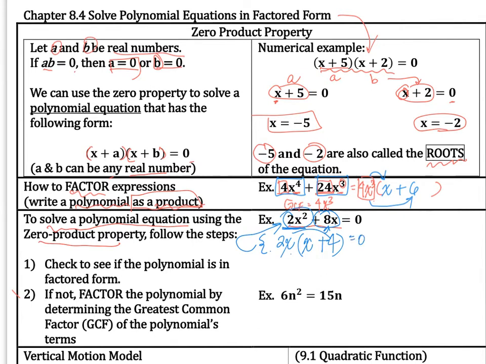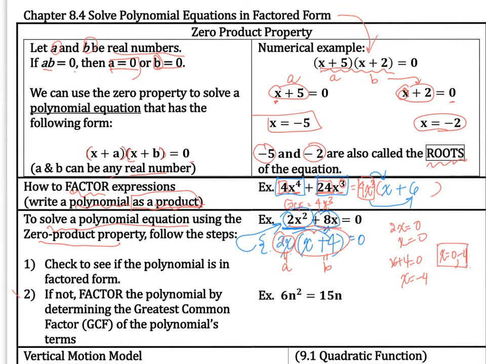And again, we need to write this as equal to 0. And now we can solve this polynomial equation. This will be your a. So we'll write it over here. 2x equals 0, then x equals 0. This will be your b. x plus 4 equals 0, and x would equal -4. So you have two answers. x can equal 0 or -4.